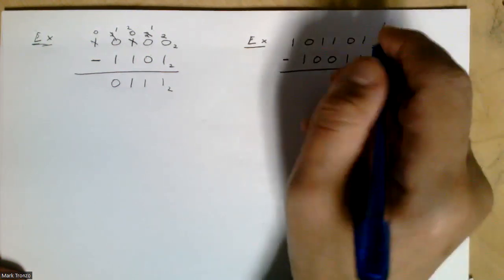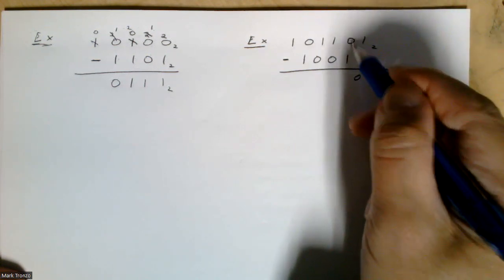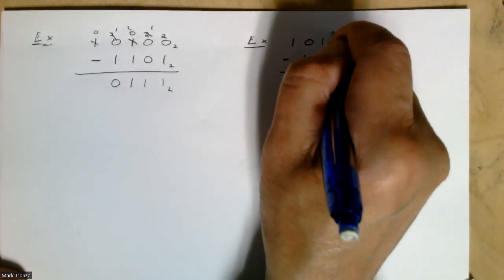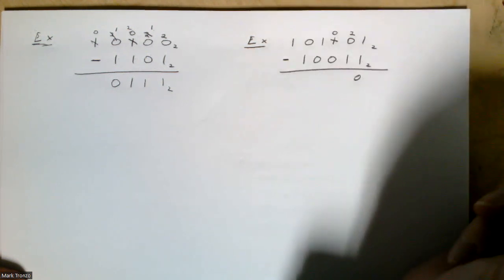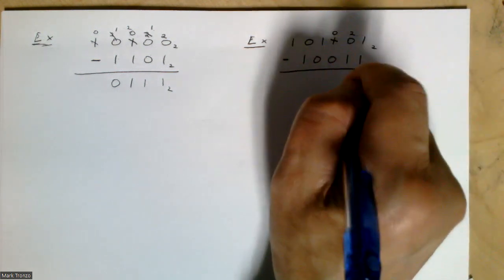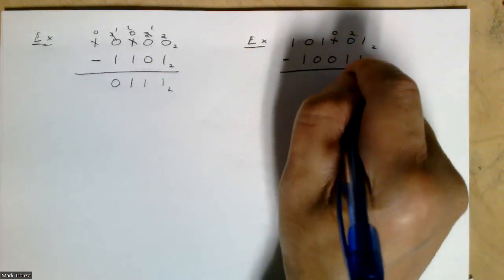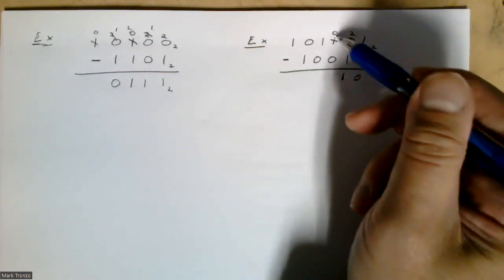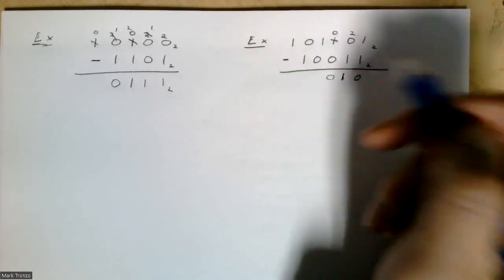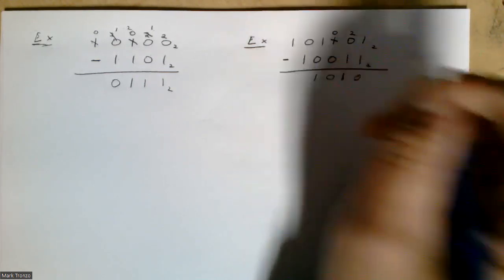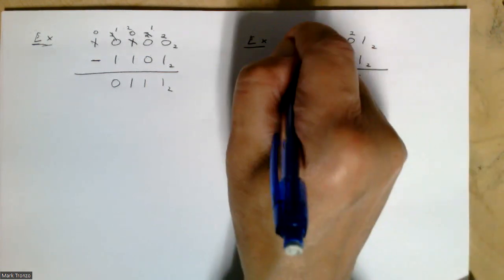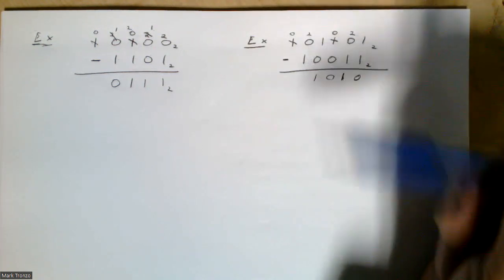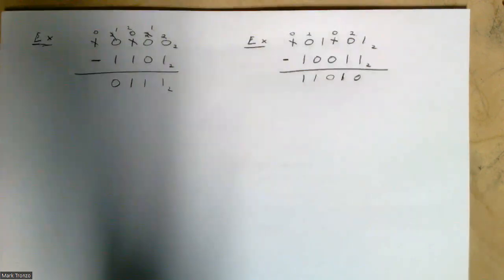Once again, subtract 1 from 1, get 0. And over here, we can't do this. We have to borrow, and make that a 2. Remember, you always borrow 2 when you're dealing with binaries. So 2 minus 1 is 1. 0 minus 0 is 0. 1 minus 0 is 1. Once again, over here, we have to borrow. And that's 2 minus 1 is 1. And put a little base 2 here.